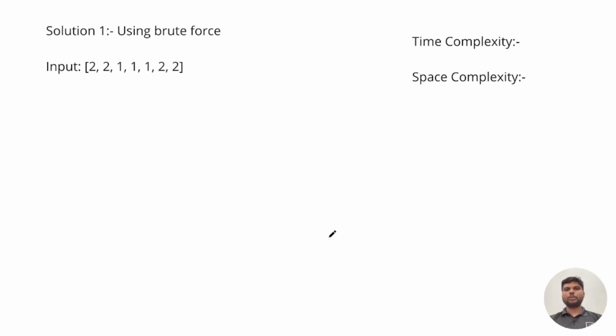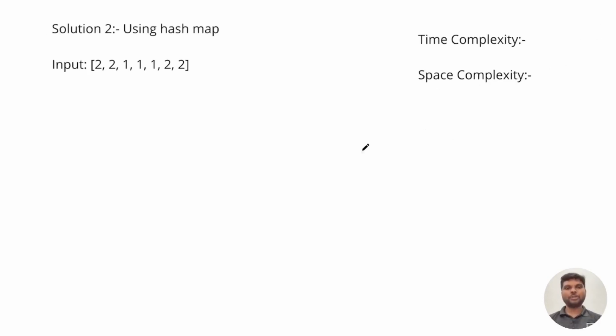The time complexity of the solution is O of n square. Why O of n square? Because we will be using 2 for loops, one for iterating over all the elements and the second for counting the occurrences of each element, right? The space complexity becomes O of 1 because we are not using any extra space in this problem. The second approach by which we can solve this problem is using a hash map.